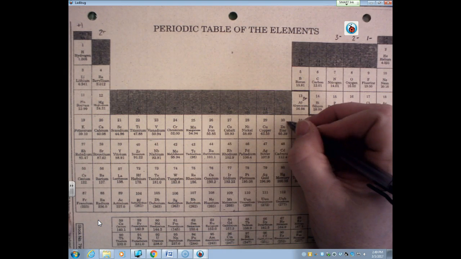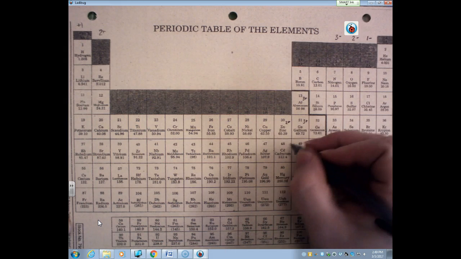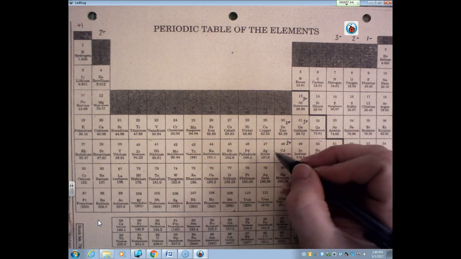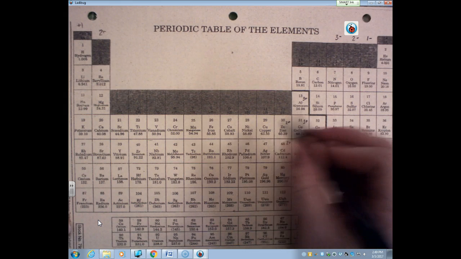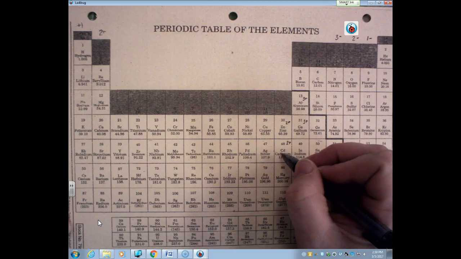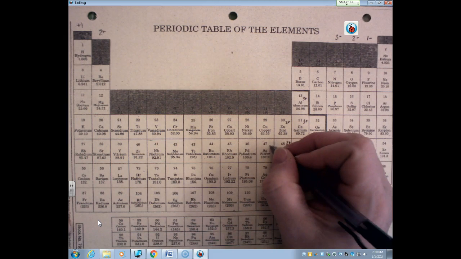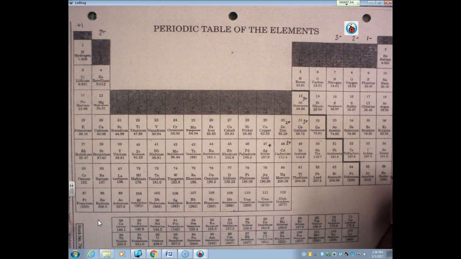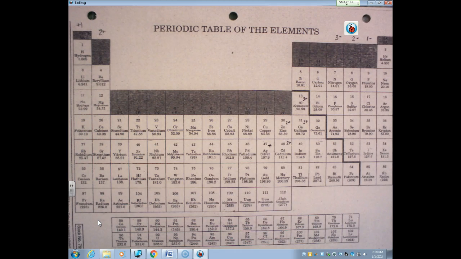Zinc likes to be at a 2 positive charge, and so does cadmium. The other transition metal that we're going to discuss here, and I want you to add to your periodic table, is that of silver. When silver becomes an ion, it's going to lose 1 valence electron and just gain a positive charge. So now we'll be ready to write ionic formulas in our next session.